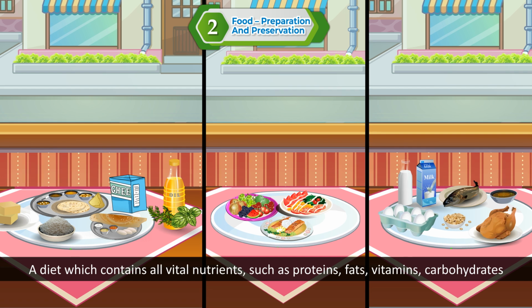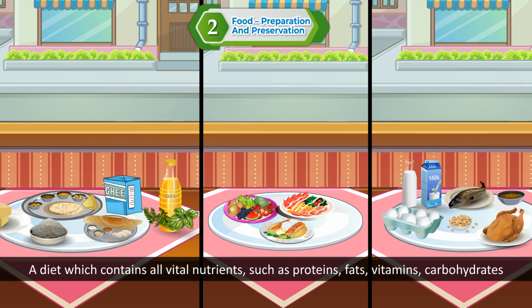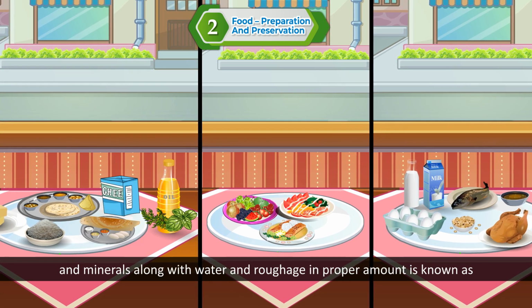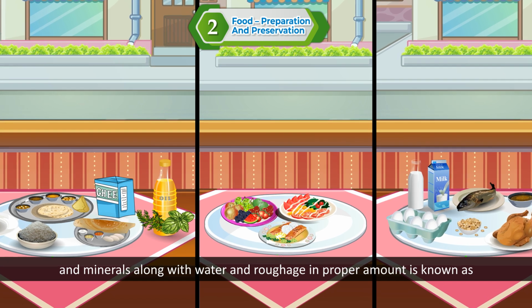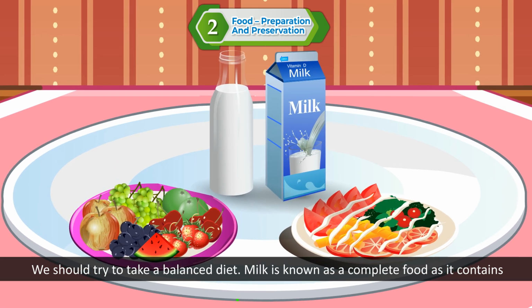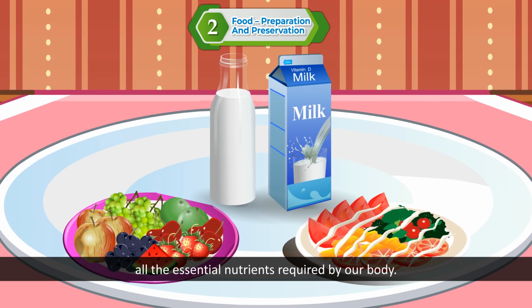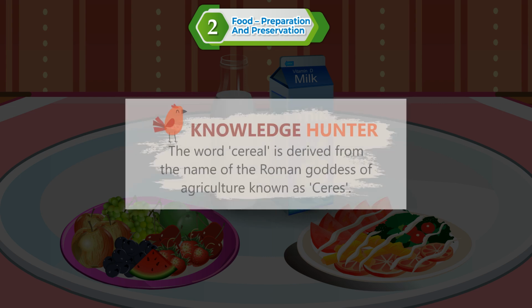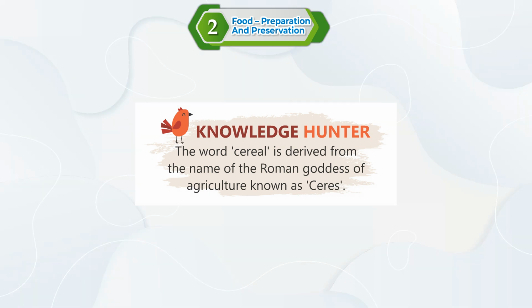Balanced diet. A diet which contains all vital nutrients such as proteins, fats, vitamins, carbohydrates and minerals along with water and roughage in proper amount is known as a balanced diet. We should try to take a balanced diet. Milk is known as a complete food as it contains all the essential nutrients required by our body. Knowledge hunter. The word cereal is derived from the name of the Roman goddess of agriculture known as Ceres.